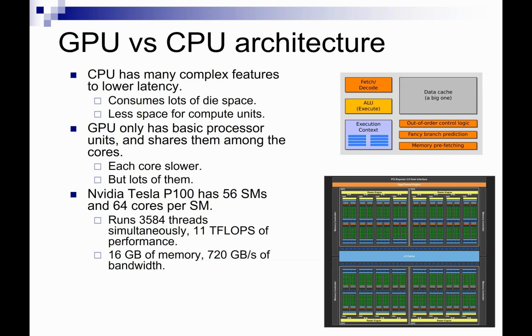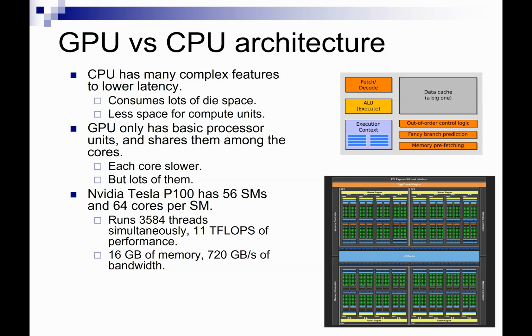For the Pascal P100, each of these SMs actually has 64 cores in them, and the entire GPU card has 56 of these SMs. So if you multiply 56 by 64, you get that this entire GPU has 3,584 cores. All of these cores can run simultaneously, and by doing that, you get 11 teraflops of performance from this card.